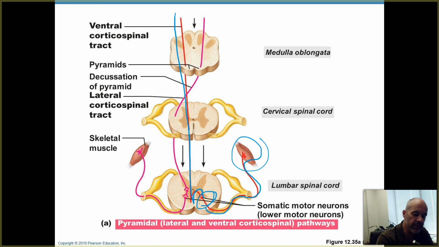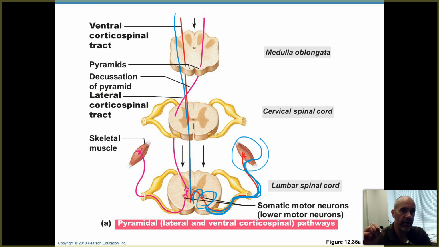And notice the axons of the motor neurons. The second motor neuron there travels out through the ventral root. So outgoing fibers travel through the ventral root and then enter the main part of the spinal nerve. So that's an example of a descending pathway.